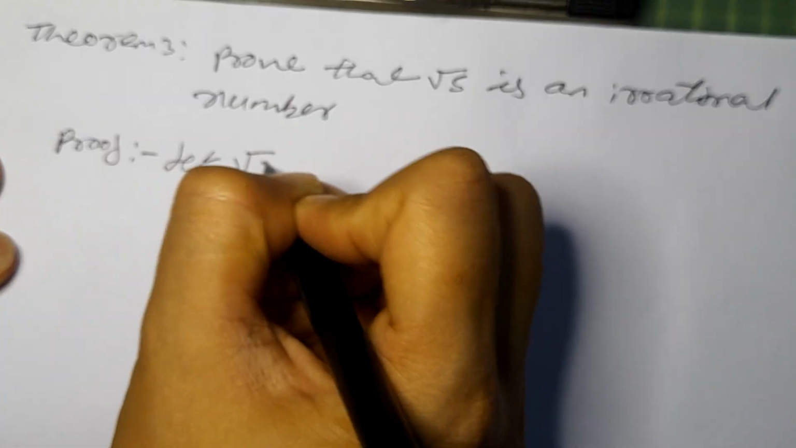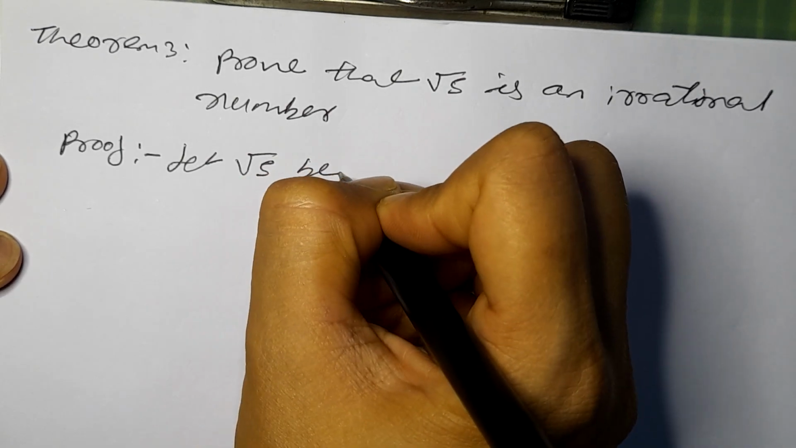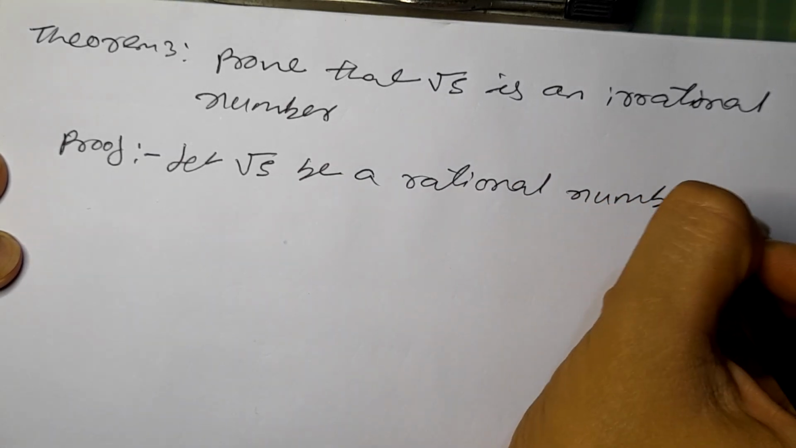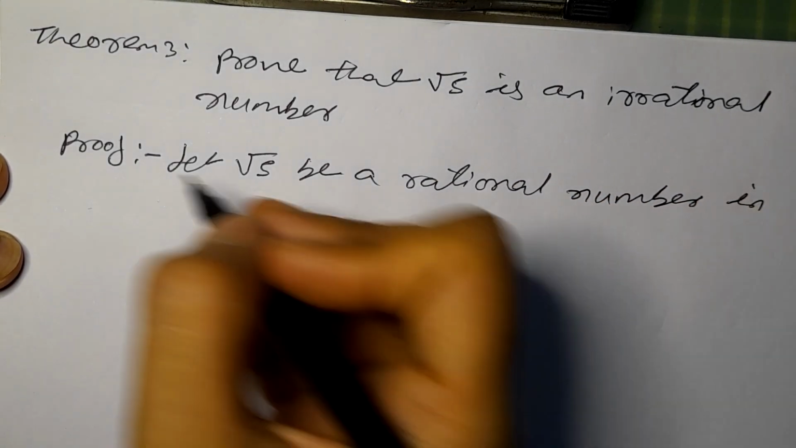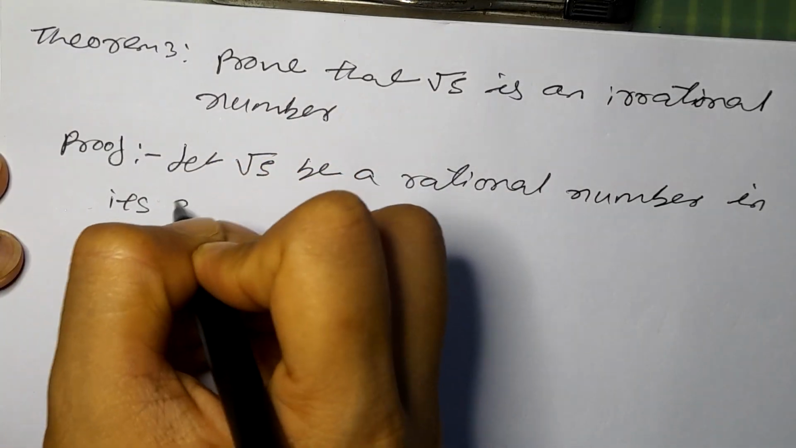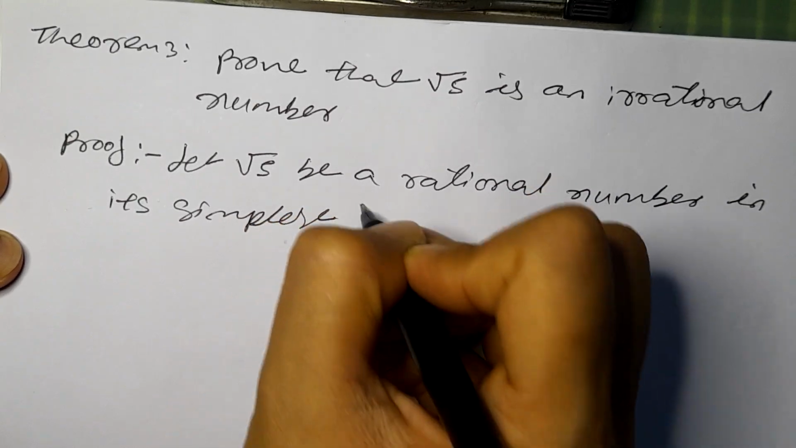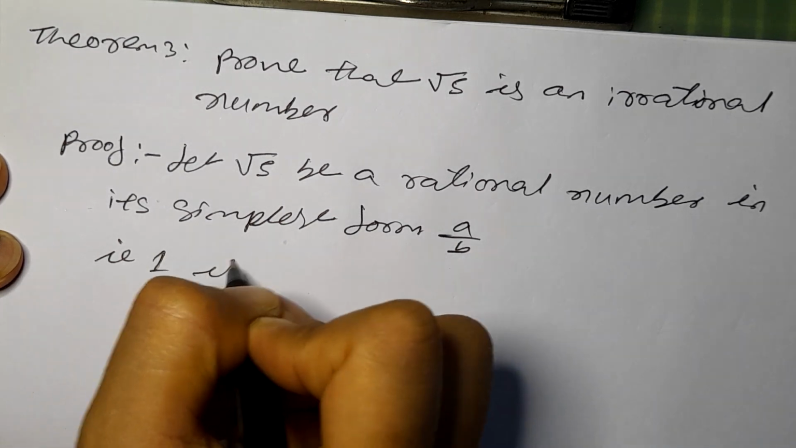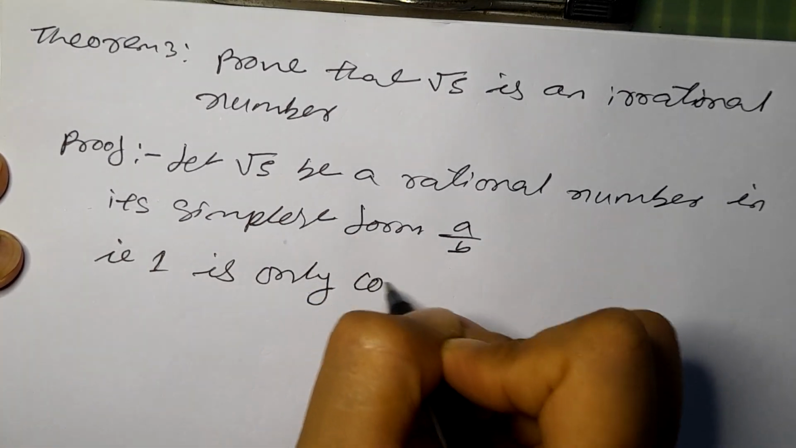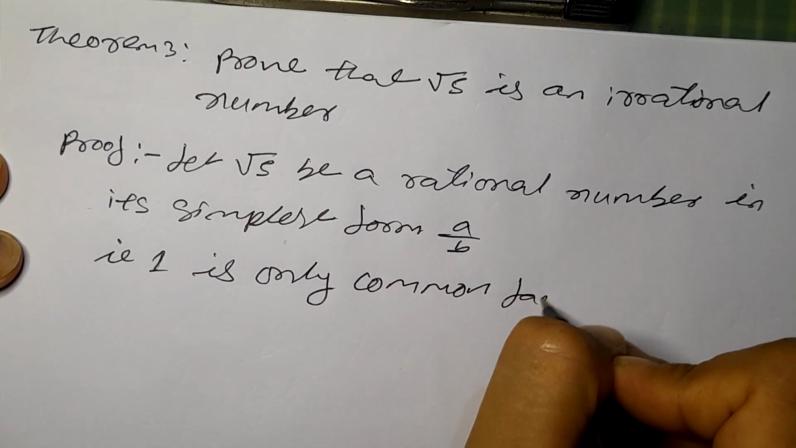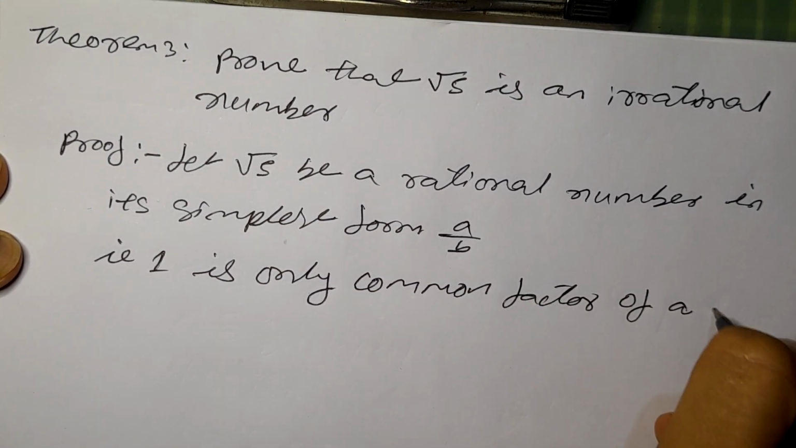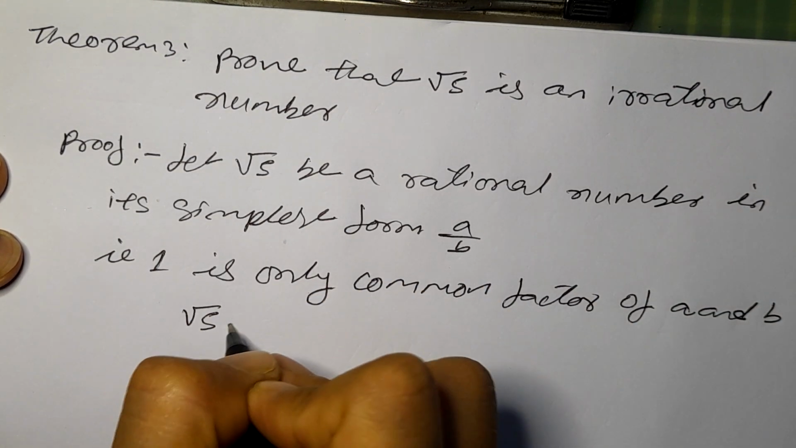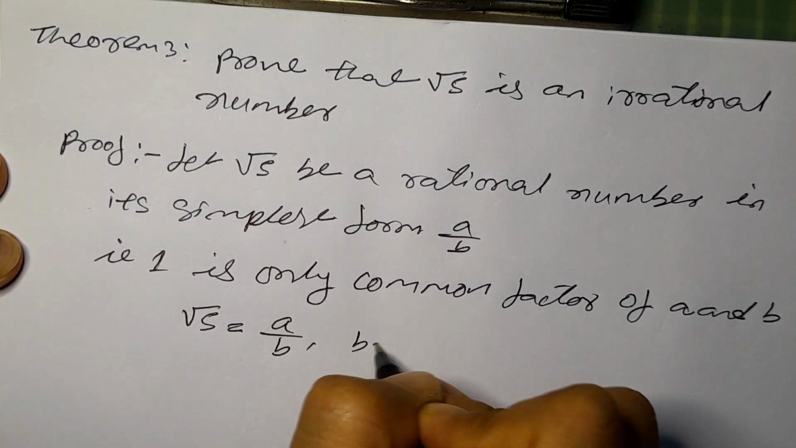So we are going to consider root 5 as a rational number in its simplest form a by b, means 1 is the only common factor of a and b. So root 5 is equal to a by b, b does not equal to 0.